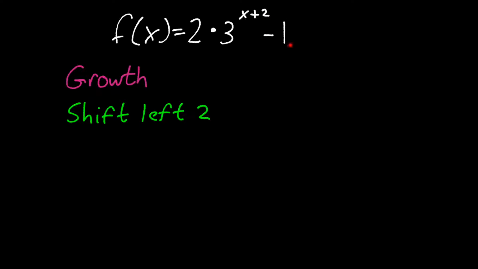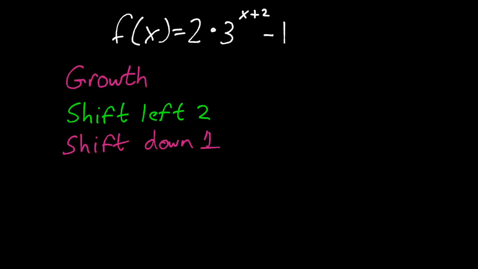And then our constant over here is subtracting 1, minus 1. That means for the vertical shift, we're going down 1. So we have to follow it as it says. So shift down 1. And there we have it. Deciding if it's growth, and then determining how we shift.